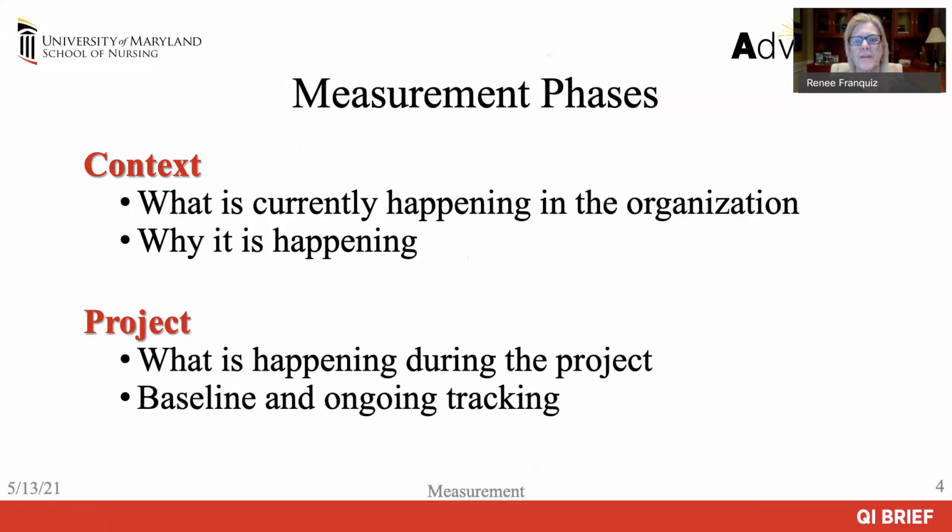The second measurement phase occurs during project implementation. This requires baseline measurement at the start of implementation and ongoing measurement of every eligible instance, with data tracking on a weekly basis to determine and respond to data trends. Weekly data trending will allow you as a DNP student to monitor your improvement project and to track your progress towards goal achievement.